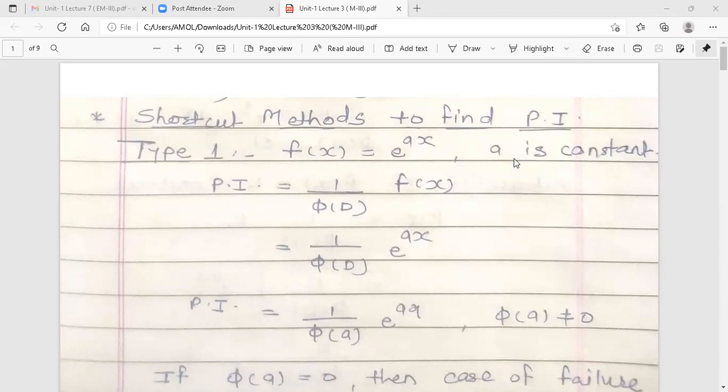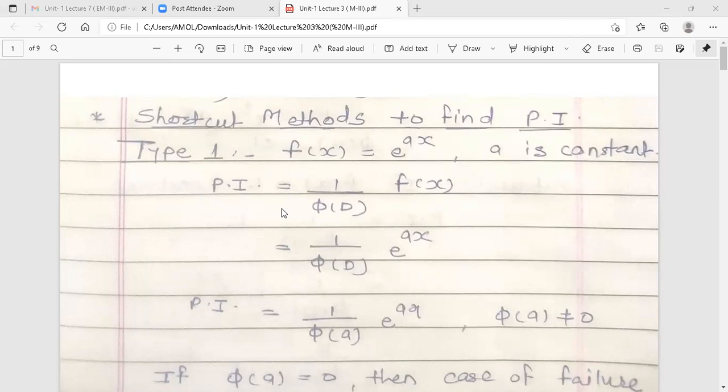Already we have discussed the first method, general method to find PI. Now this second method, shortcut method to find the PI. Now there are different cases or types, depending on the function f of x. Now the first type or first case, when f of x is equal to e raised to ax, means exponential function, where a is constant.